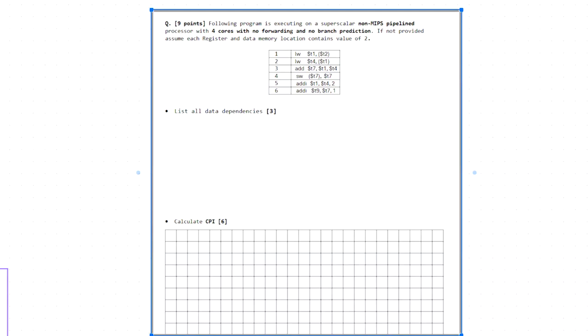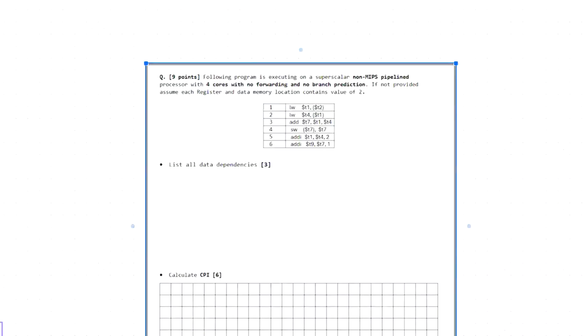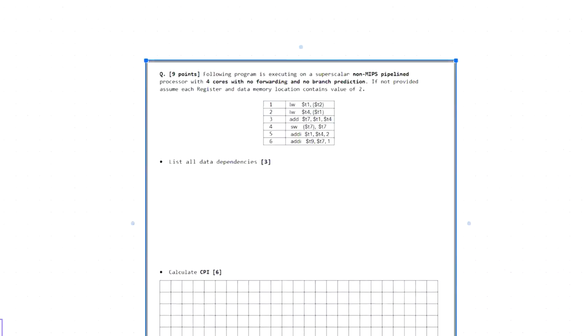So when we have over here superscalar, right? Following program is executed on a superscalar non-MIPS pipelined processor with 4 cores, with no forwarding and no branch prediction. Okay. First things first. Remember when I said, okay, we had MIPS 5 stage and we had a branch predictor and full forwarding? We have none of that now. Non-MIPS pipelining is telling me that I will not have a 5-stage pipeline. That's telling me that if I end up having a write back and a write back happening on the same core, I can't do that. I have to stall a little bit.